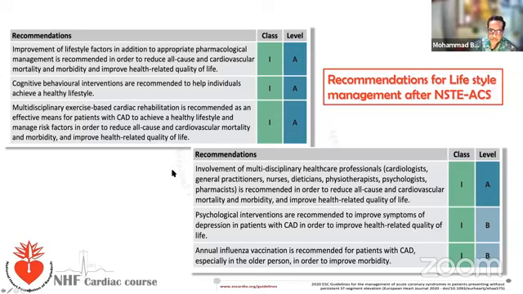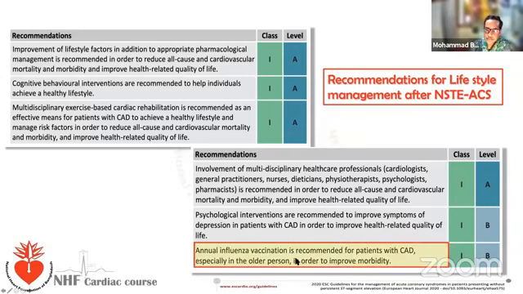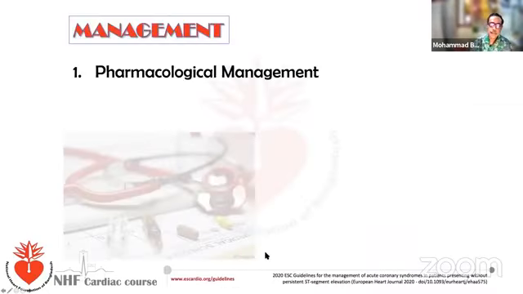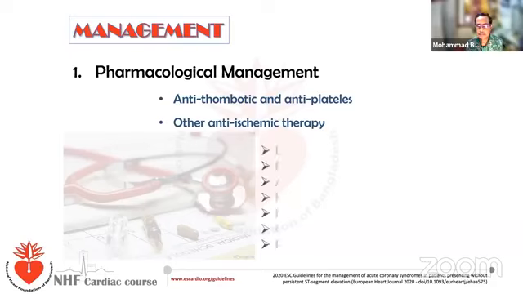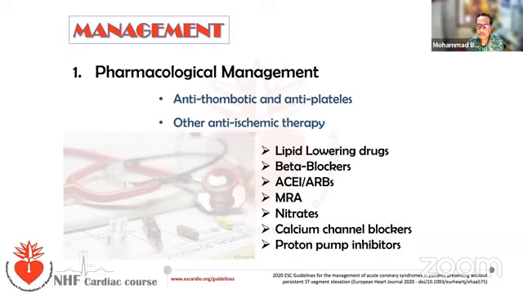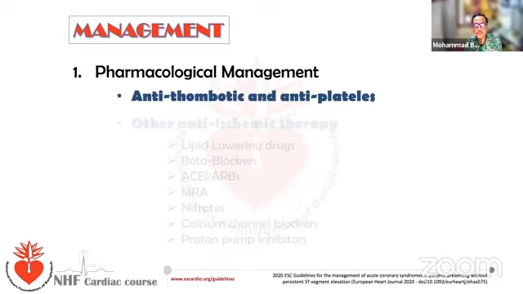Only I want to mention here, annual influenza vaccination is now a class 1 indication. Annual influenza vaccination is recommended in patients with coronary artery disease, especially in older patients, in order to improve morbidity. So this is a new idea. Now the pharmacological treatment is antithrombotic and antiplatelet treatment and other anti-ischemic therapy like lipid lowering, beta blocker, ARB, MRA, nitrates, etc. I will mainly focus on antithrombotic and antiplatelet treatment, but I will briefly discuss the others also.